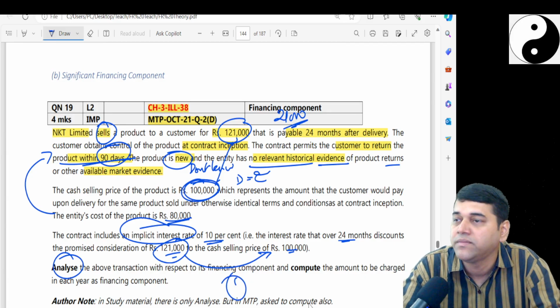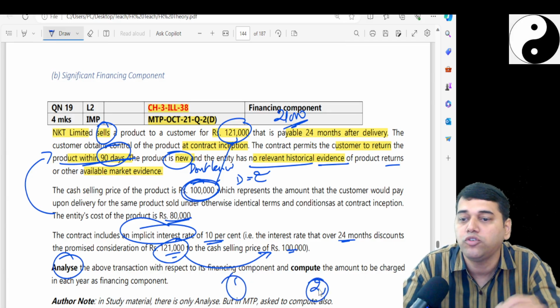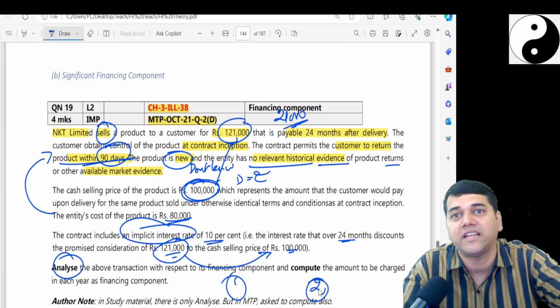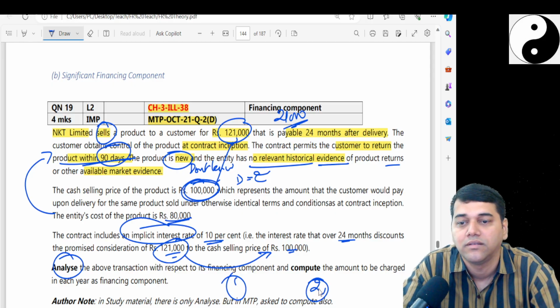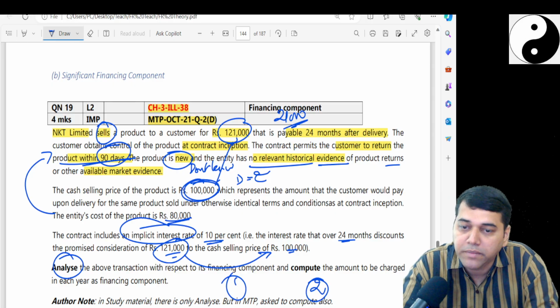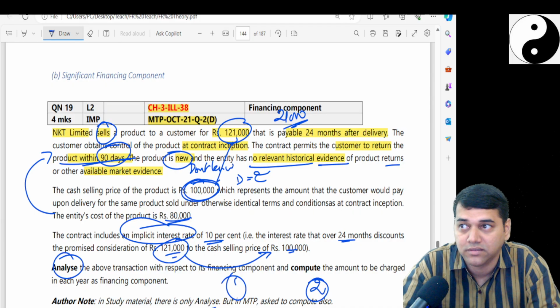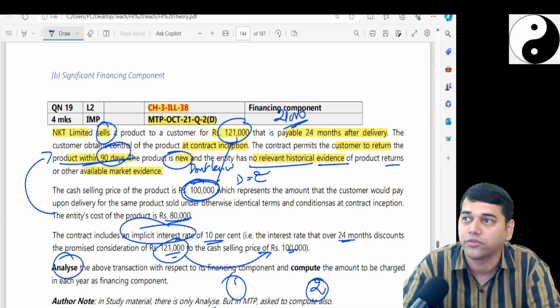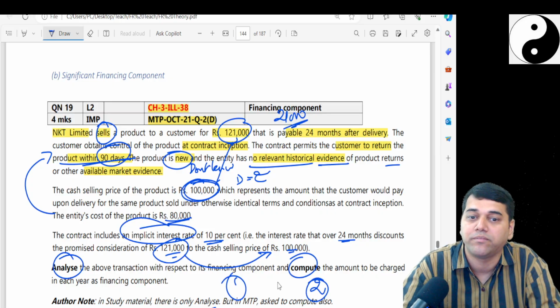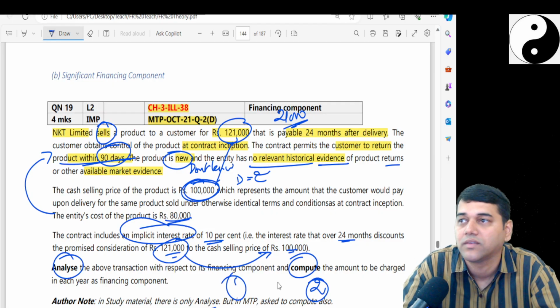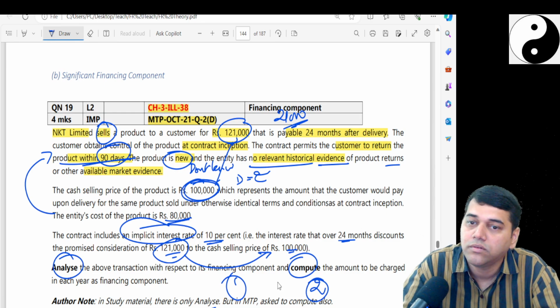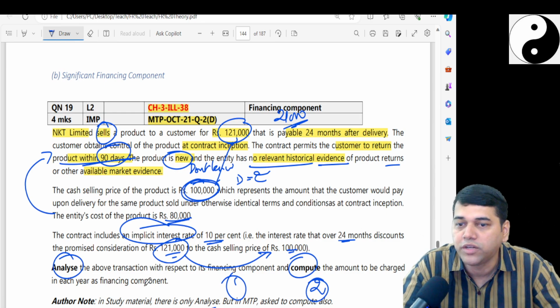Question number 1. Compute the amount to be charged in each year as the financial component. In the study material question there is only analyze, but they have done the solution also. In MTP, compute came. So it is very clear, there is a financing component. How do you write it?